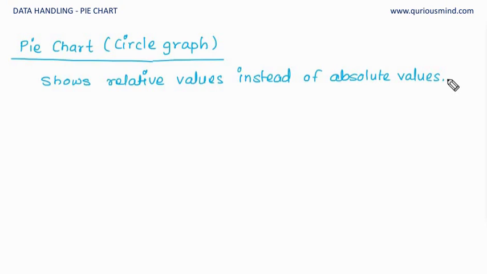Now, how do we draw a pie chart? We draw a pie chart basically using a circle. So we draw a circle and we show different pieces of this circle based on the relative values. So we have various different pies which we get, and each pie represents the relative proportional value. Now, how do we do that? Let's see in our next part.